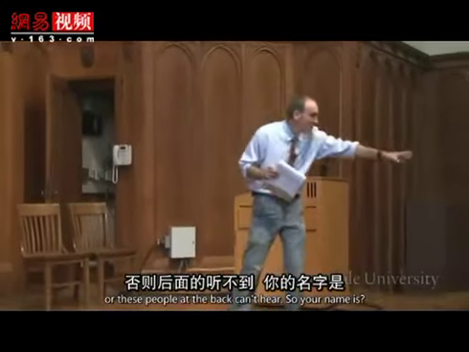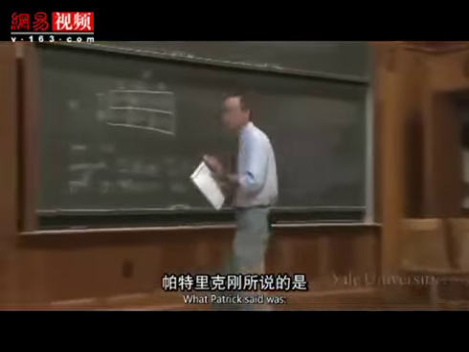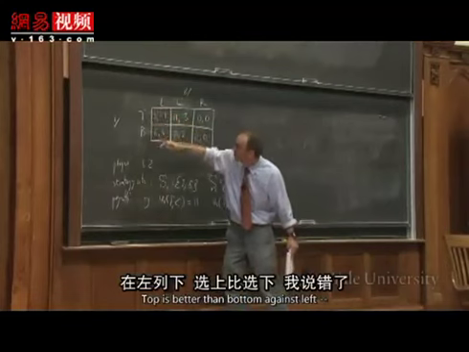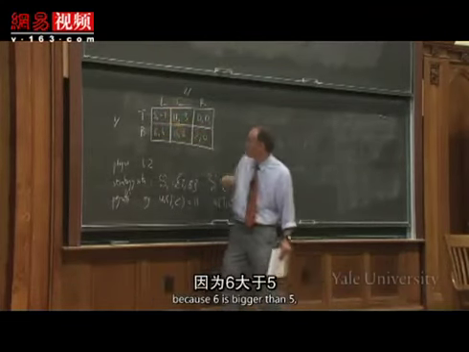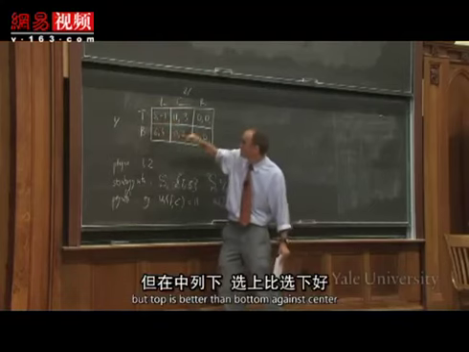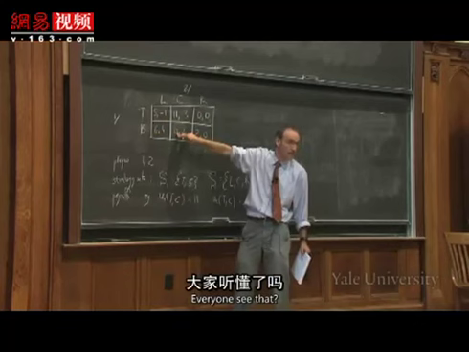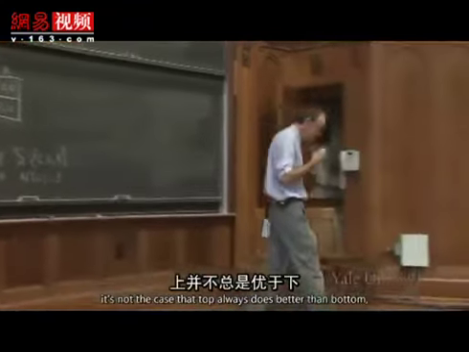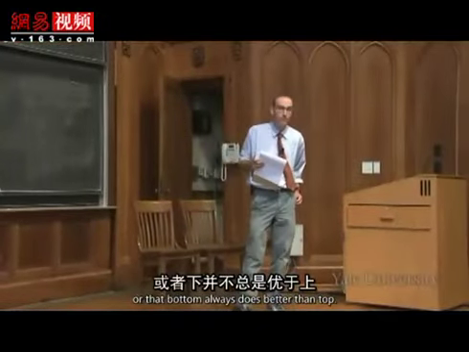Your name is Patrick. What Patrick said was, no, player 1 does not have a dominated strategy. Bottom is better than top against left because 6 is bigger than 5, but top is better than bottom against center because 11 is bigger than 0. Everyone see that? So it's not the case that top always does better than bottom, or that bottom always does better than top.